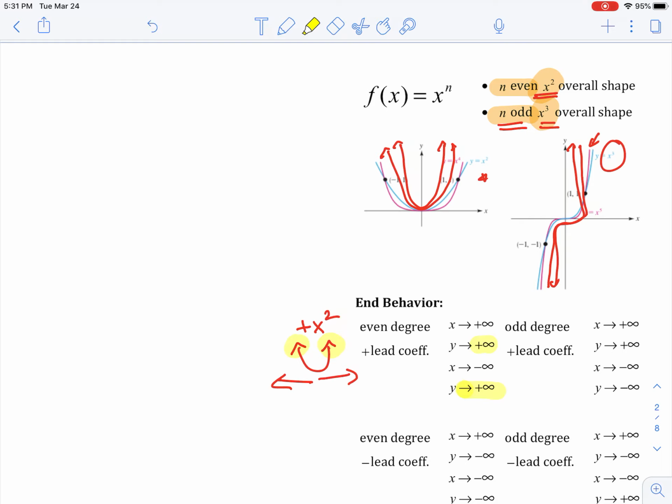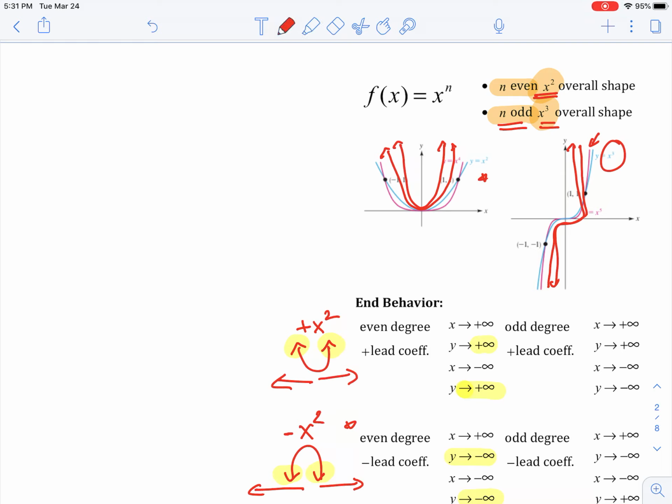Versus for our even degree, our x squared with a negative leading coefficient, meaning that our graph should be opening downward. As our x's are going towards a positive infinity, our y values are going towards a negative infinity. And as our x values are going towards a negative infinity, our y values are also going towards a negative infinity because both ends of our graph are going down.